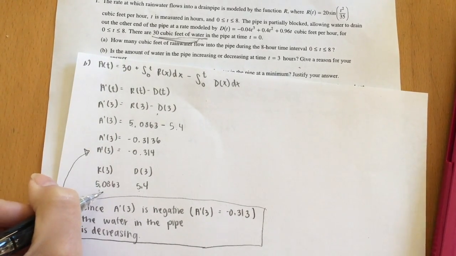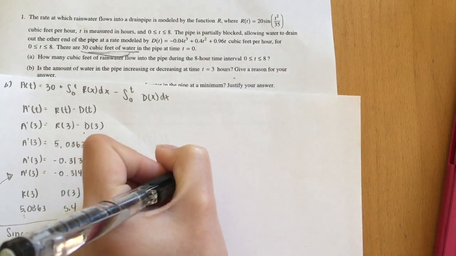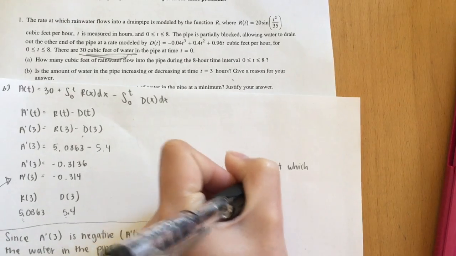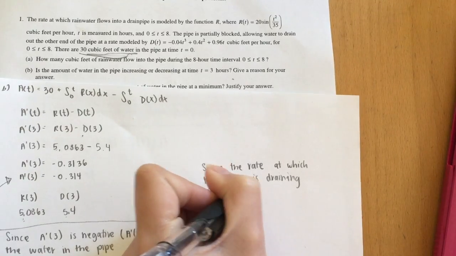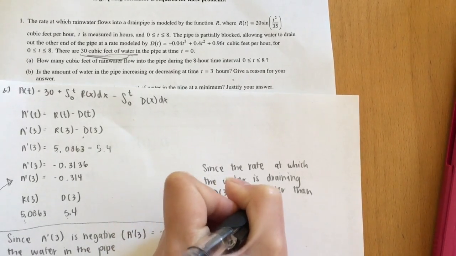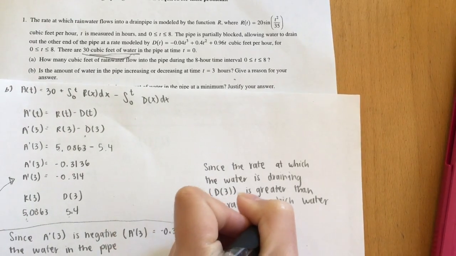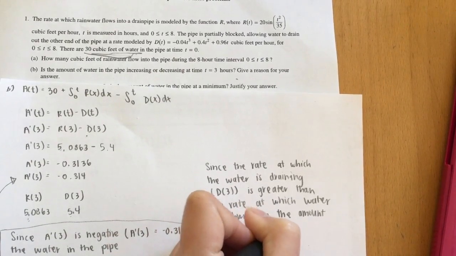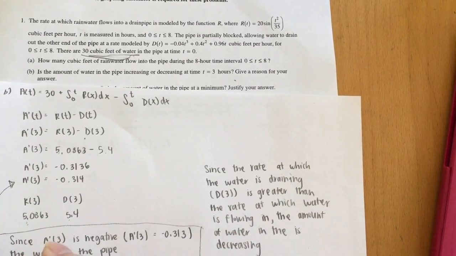And if you were just using r of 3 and d of 3 and comparing those two, you could say, since the rate at which the water is draining, or simply d of 3, is greater than the rate at which water is flowing in, the amount of water in the pipe is decreasing. And then in both situations, make sure you write at t equals 3.